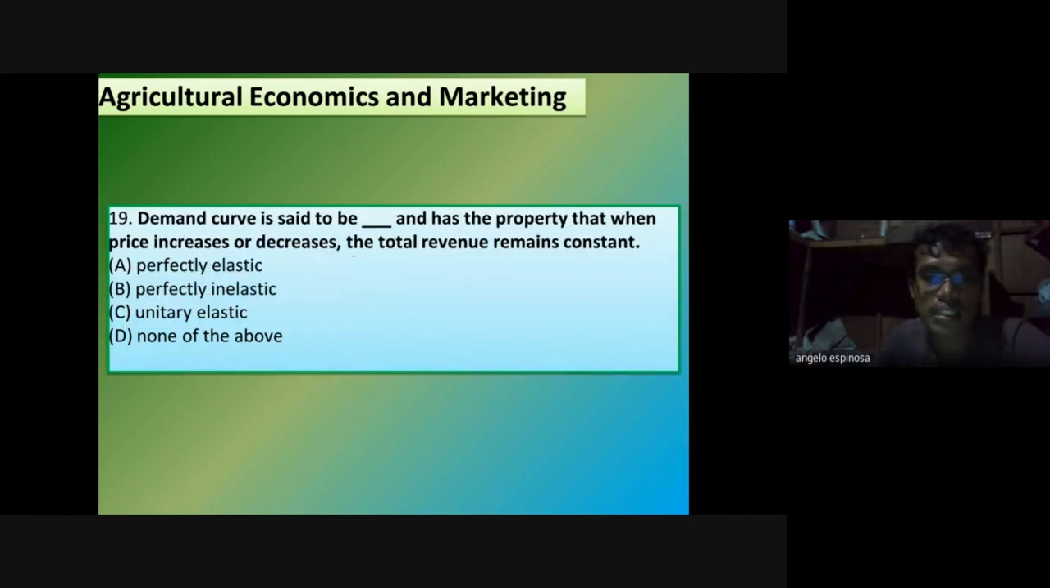Next, number 19, demand curve is said to be blank, okay? And has the property that when the price increases or decreases, the total revenue remains constant. Ibig sabihin, yun lang pa rin yung kanyang total. Ibig sabihin, walang nangyayaring changes in the total revenue. So the correct answer here is unitary elastic. Okay, that is being unitary elastic.